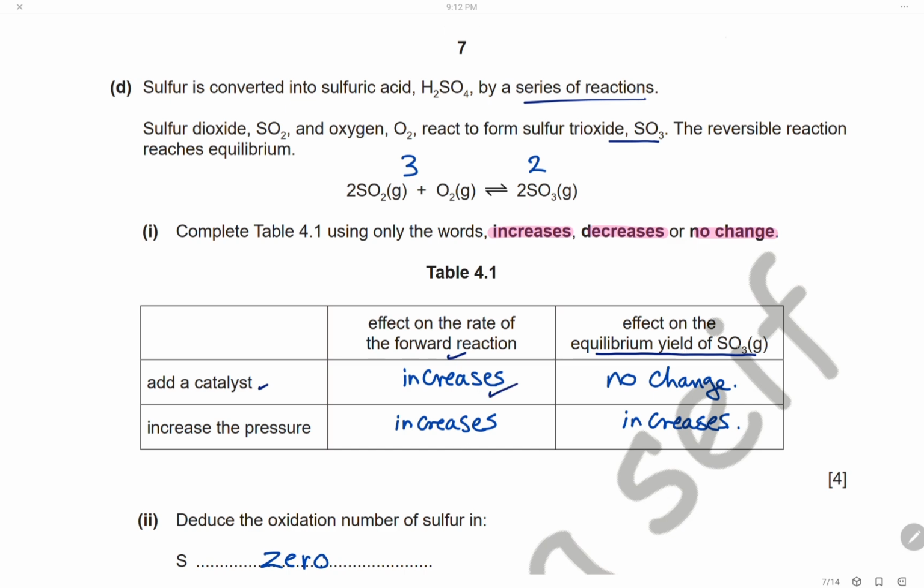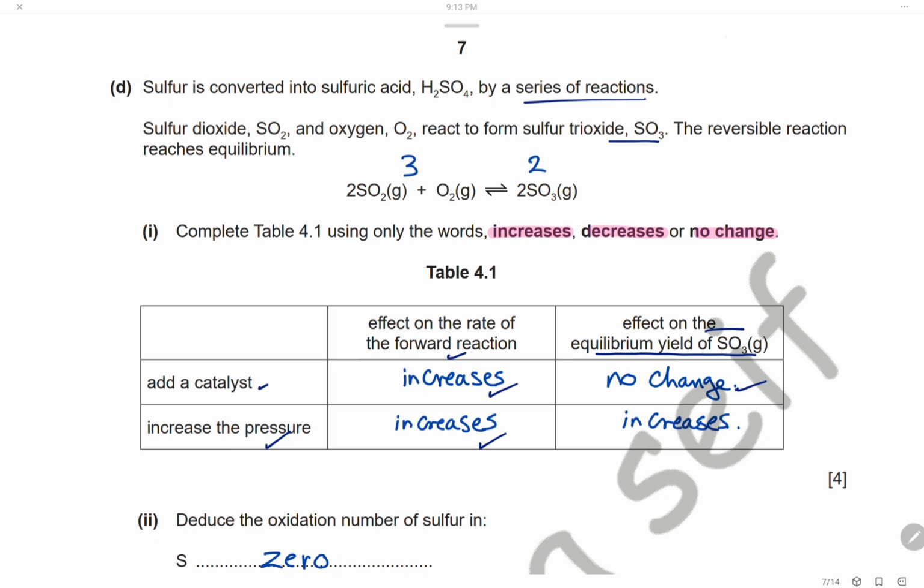About the equilibrium yield of sulfur trioxide, a catalyst has no effect on the equilibrium yield because it increases both the forward and the backward reaction by the same amount, so no change in the equilibrium yield. If we increase the pressure, what will be the effect on the rate of the forward reaction? Of course, increasing the pressure means that we have a higher number of particles per unit volume, more frequent collisions, and this will increase the rate of reaction.